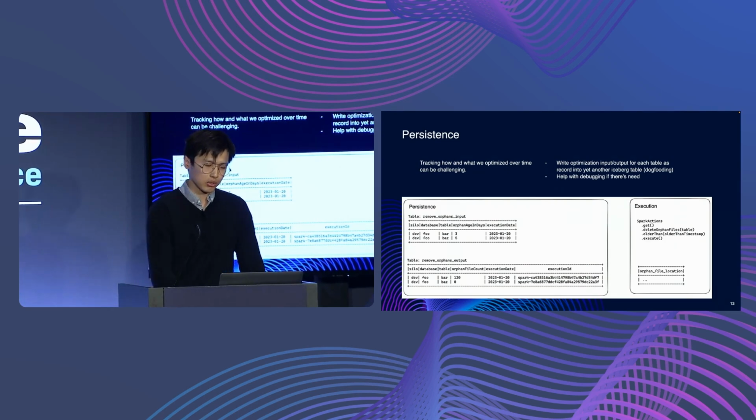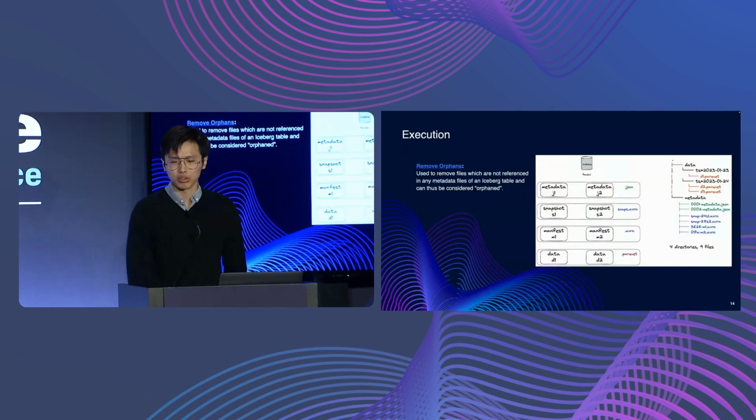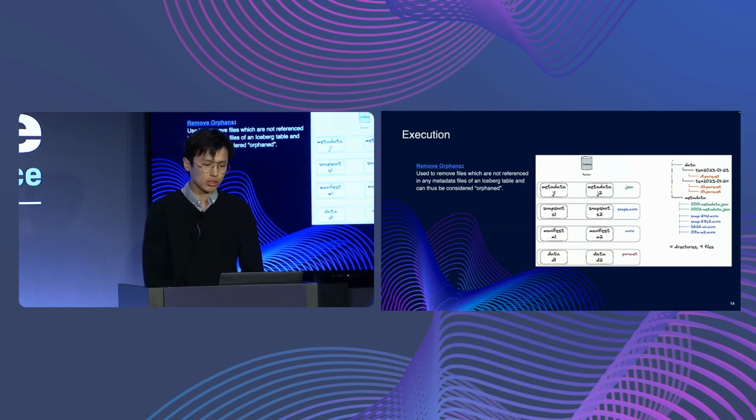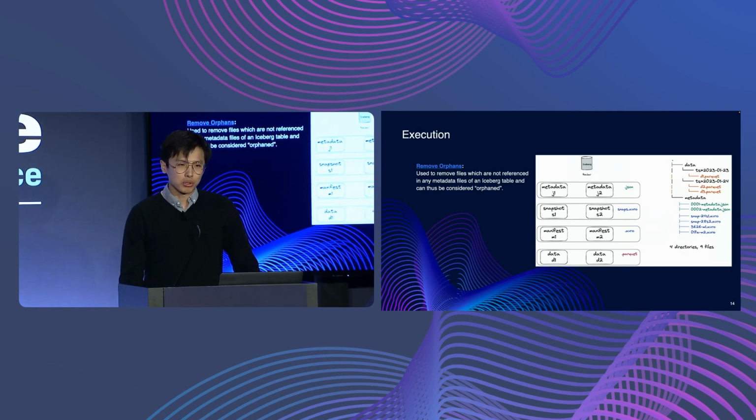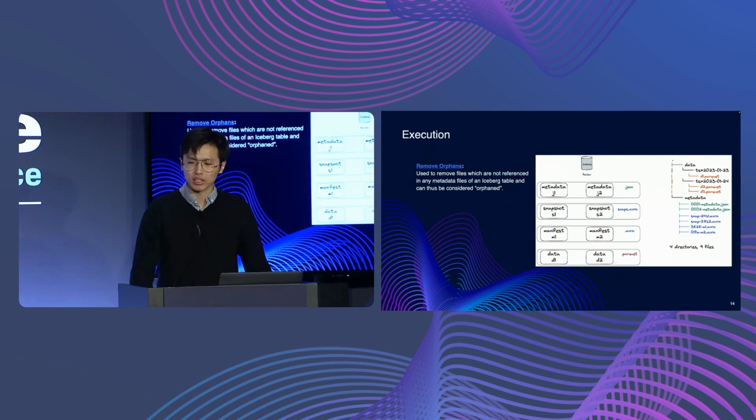Speaking of executions, let's dive deep into remove orphans. So essentially, how Iceberg removes orphans is by comparing the desire with reality. The desire in this case is the number of files tracked by Iceberg metadata. And the reality here is the number of files we find on the underlying file system. And if there's a divergence between the desire and the reality, then here come the orphan files. Together with a condition on how old these files are, we can see if a given orphan can be safely removed or not.